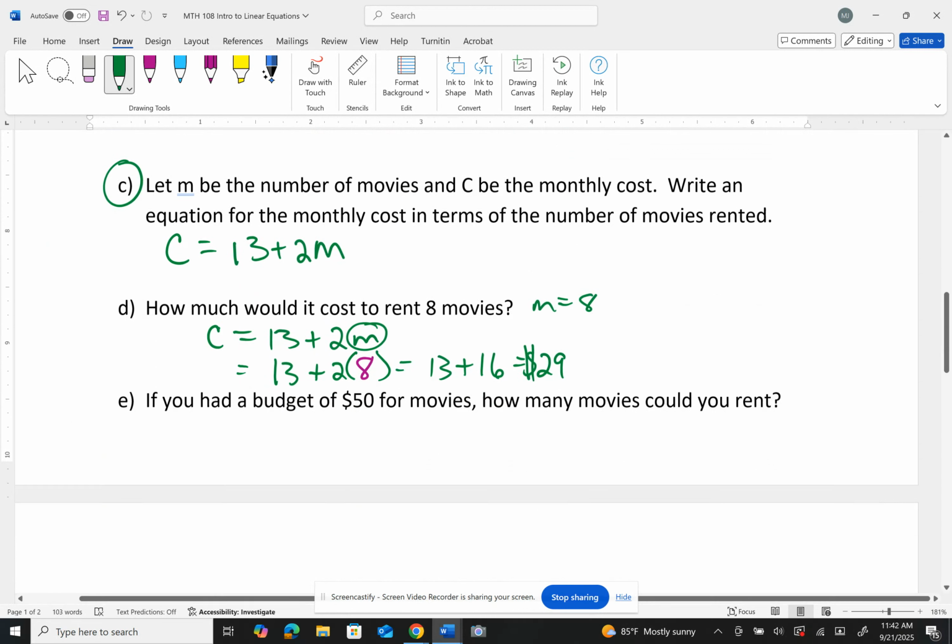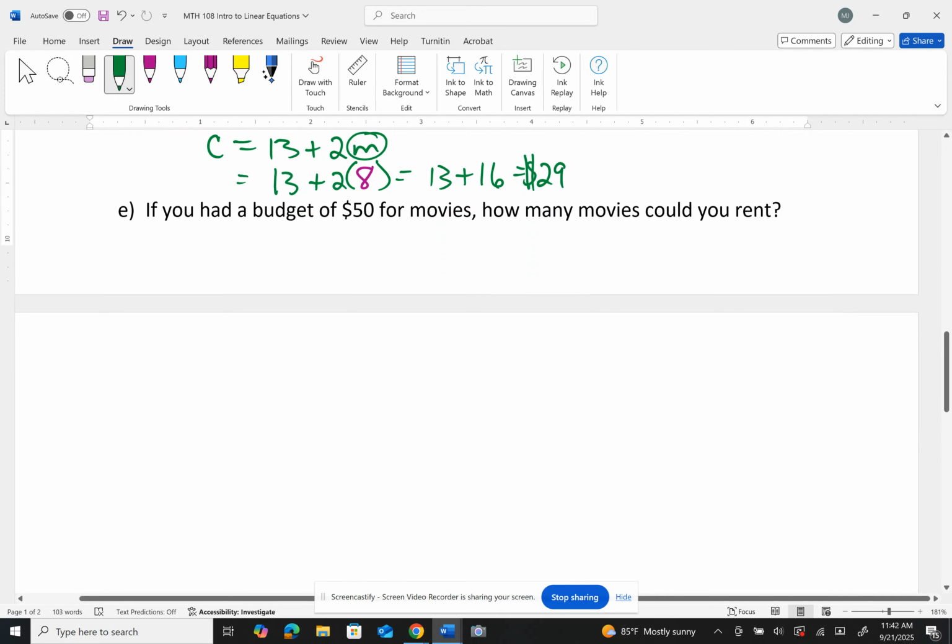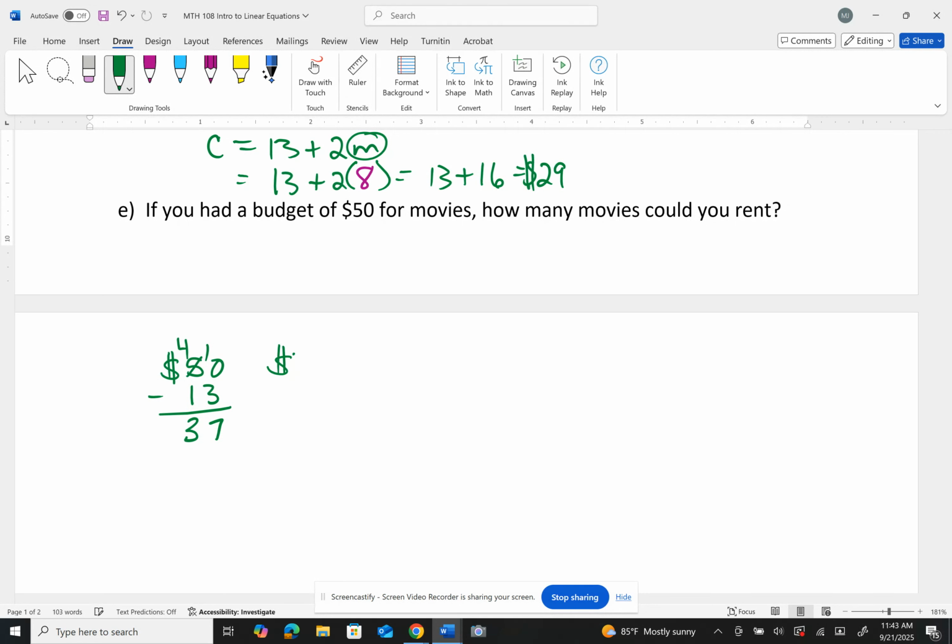All right, now, if you had a budget of $50 to spend and you were trying to figure out how many movies you could rent, okay, you could do it without knowing the formula. You could do it by just having to think through the context. If you got $50 to spend, you know you're going to have to pay a flat fee of 13. So we could subtract that and see that we have $37 available to spend on the movies.